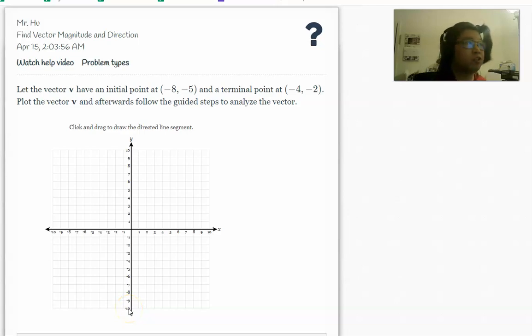Okay, welcome to the first practice on DeltaMath. This is going to show you an example of how to find the magnitude and direction of a vector. Of course, refer back to the old notes or what you used on that video to follow along here.